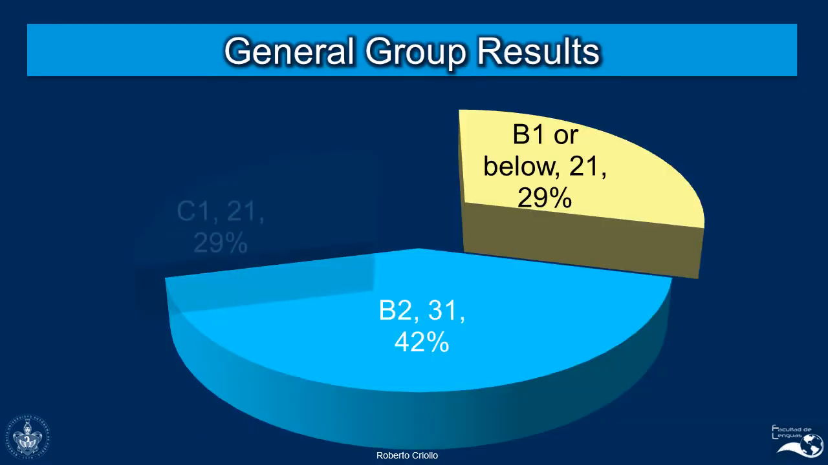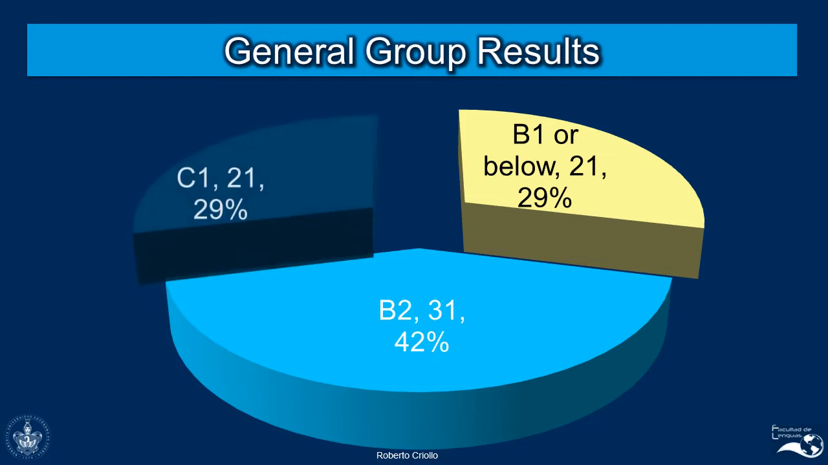Now, concerning the results as they refer to the level of the Common European Framework of Reference, I can tell you that 21 people, which represents 29% of the whole group, obtained a score of B1 or below, whereas 31 of you obtained the level B2, that represents 42% of the total group. And finally, which is even better, 21 of you obtained the level C2, which represents 20% of our group. So in general terms, we had a high percentage of people who obtained the level B2 or the level C1. So this is good, but it also means that we need to continue to practice and that we need to see the results that we have in the other sections.